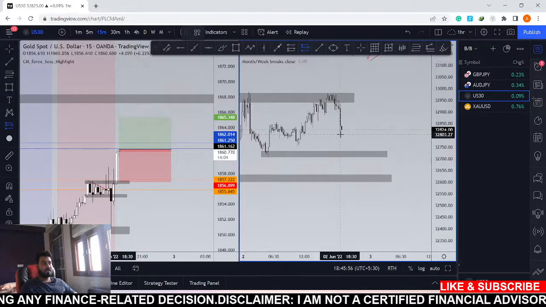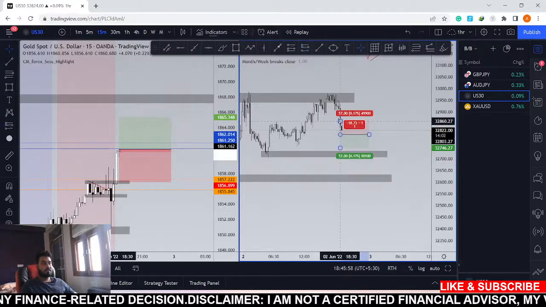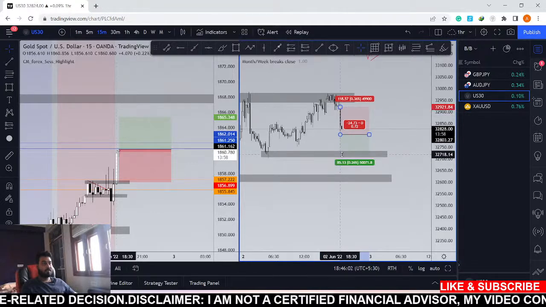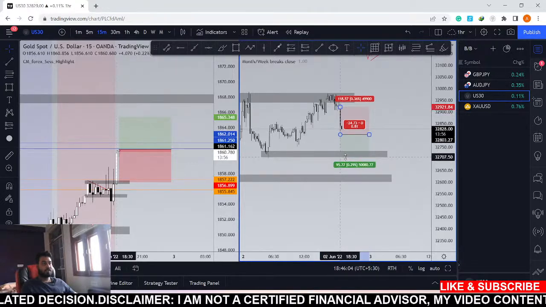Here also I would like to take the entry. I'm just placing my entry at this area. My stop loss will be somewhere above this candle. Take profit will be somewhere at around 0.8.